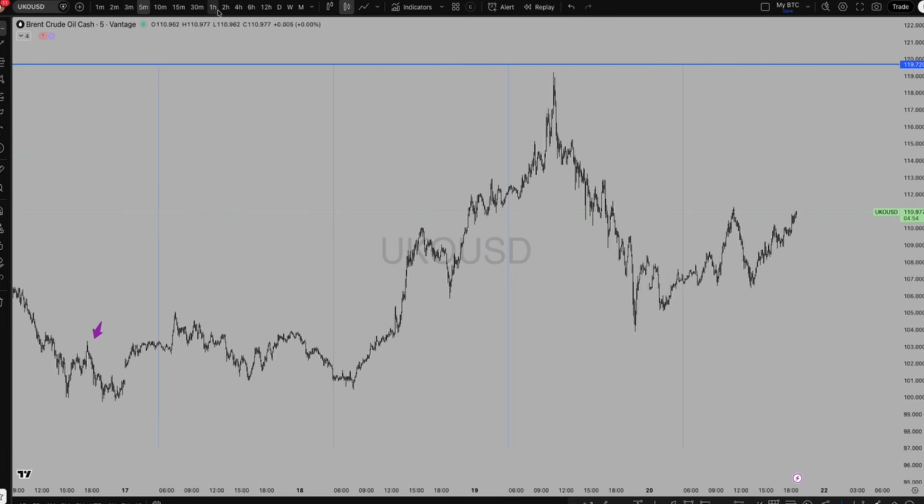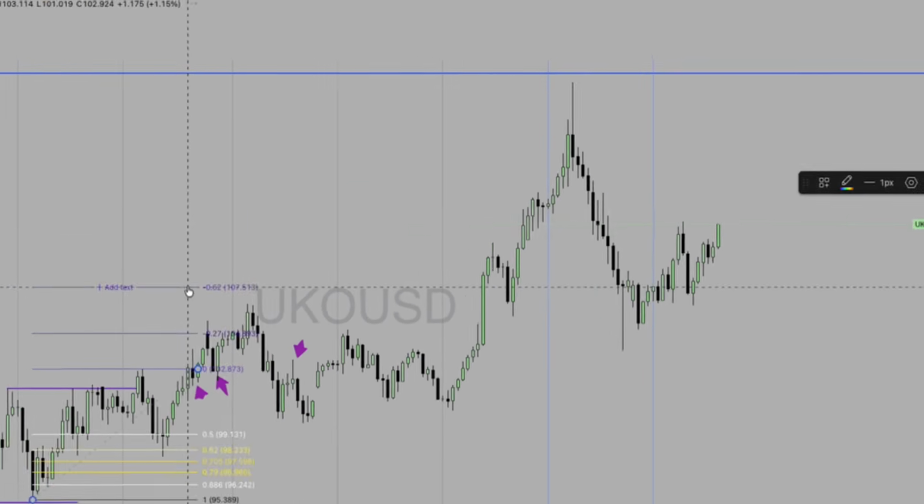So I'm going to go back to the higher time frame now and just zoom into this zone to tell you guys the trade I am currently in right here. So let's look at this. I'm going to remove this.